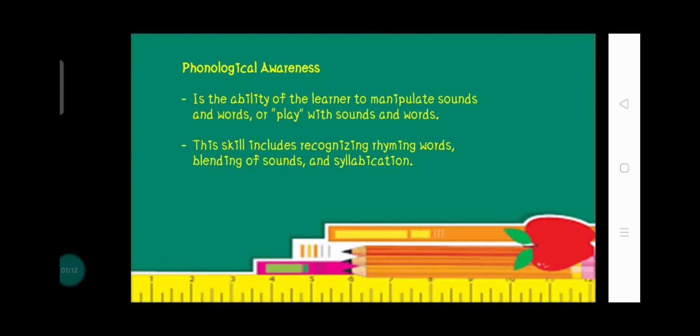This is a metacognitive skill, an awareness to think about one's own thinking regarding the sound structure of language. These skills include recognizing written words, blending sounds, and syllabication. When we say glass rhymes with pass, then the student knows glass, pass.